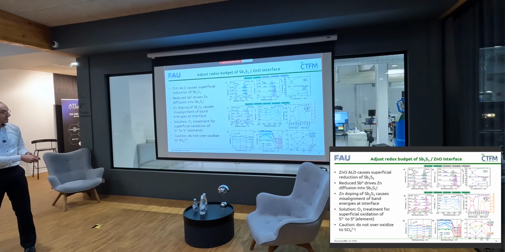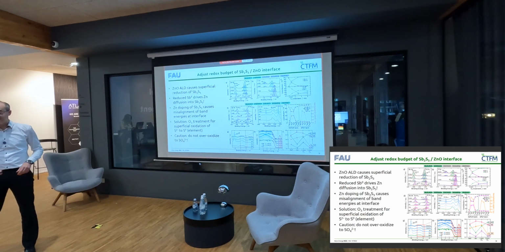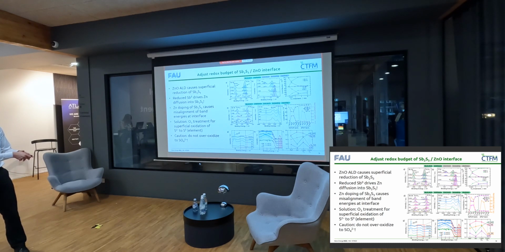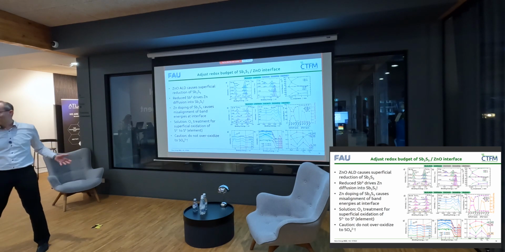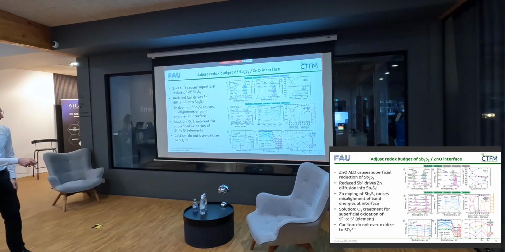The reason for that is the diethyl zinc that we use to deposit zinc oxide by ALD. It's also a reducing agent, and it reduces the surface a little bit. And due to charge balance requirements, obviously you need a cation to compensate for it, and this cation obviously has to be zinc. So now we've got zinc doping in our semiconductor, and that shifts our Fermi level.